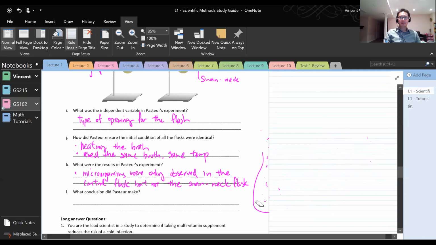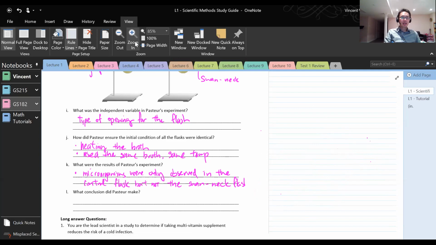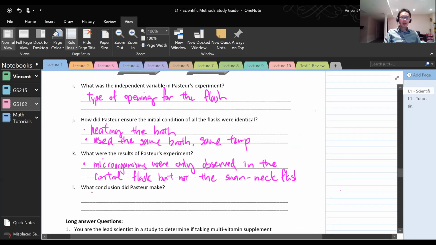Okay, so for that reason, he was able to conclude that the theory of spontaneous generation is not true. Okay, because the sterile broth did not produce any cells.